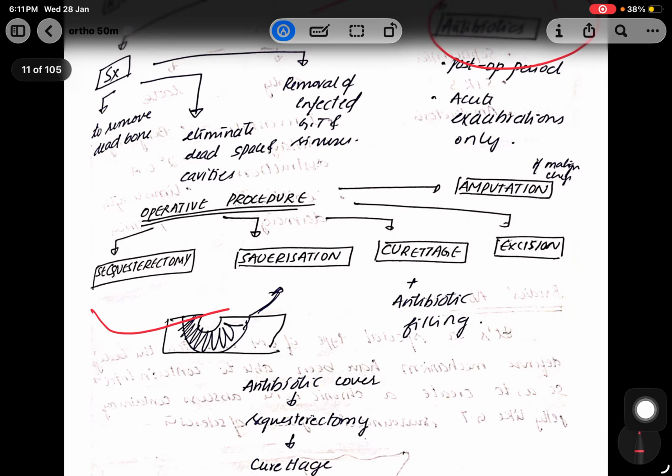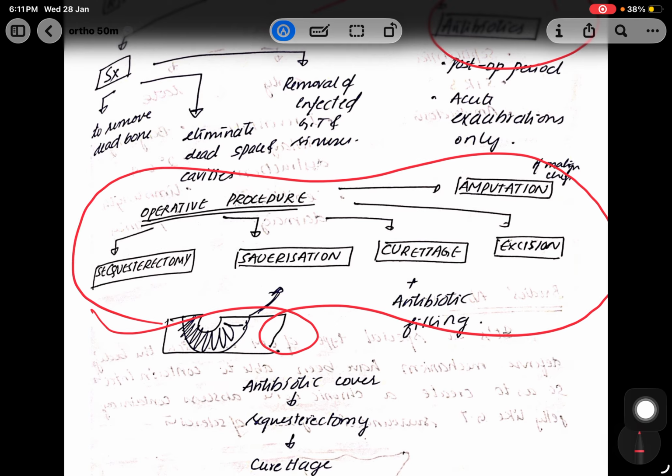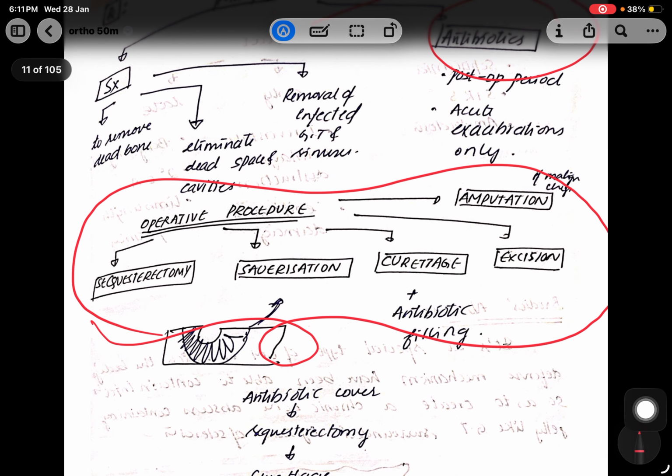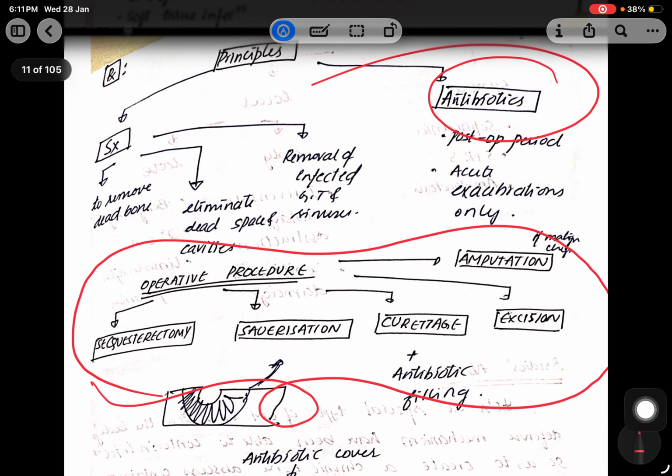Though these are the modalities involved as an operative procedure, everything is tailor-made, based on when the patient presents, the patient's age, and the extent of bone destruction. So first we won't take up the patient for surgery and directly go with sequestrectomy or saucerization.